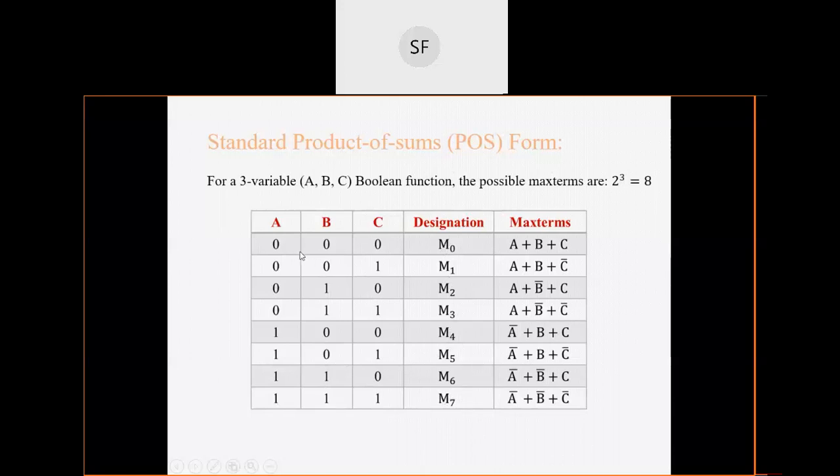And now in standard product of sum form, whenever the value assigned to your variable is 1, then you have to take the complemented form. So you can observe here a bar plus b bar plus c bar. Since the value assigned to all variables are 1, you have to take complemented form. And of course, the sign between two terms, between two variables will be plus, because it is product of sum. Okay, so each term will be in the summation form, and their product will be called as their product of sums.